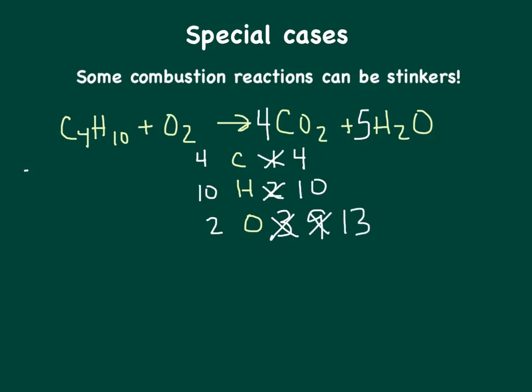Now you see that I have a tough time because I can't put a fraction or a decimal or anything like that as a coefficient. I have an O2, so nothing that I can multiply by 2 would give me 13. When you have an odd number on one side and you have something like an O2 on the other side, there's a special trick you can do, and it is doubling all of the coefficients. So this coefficient in front of the C4H10 was an understood 1. I'm going to make that a 2.